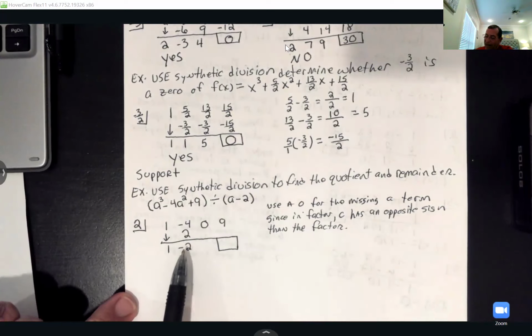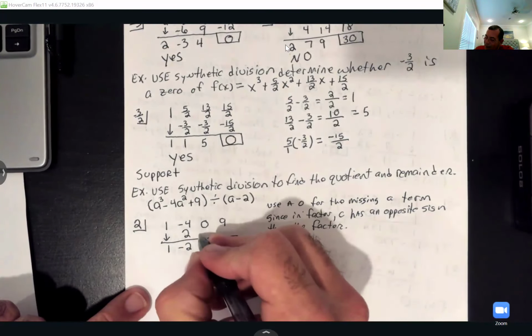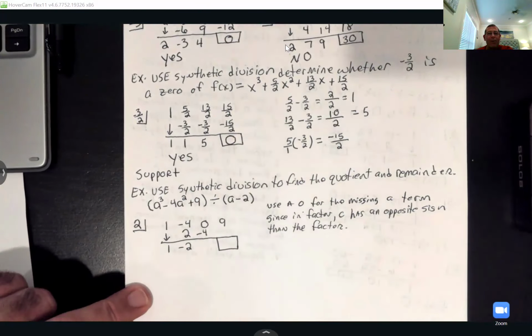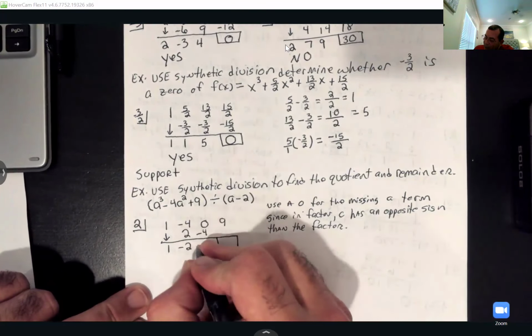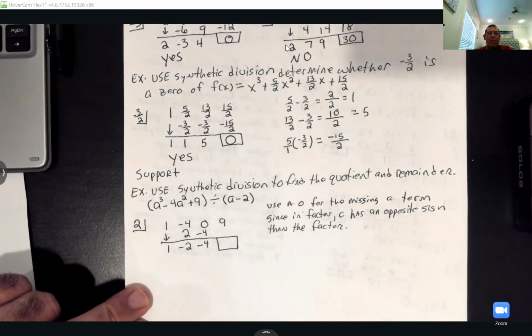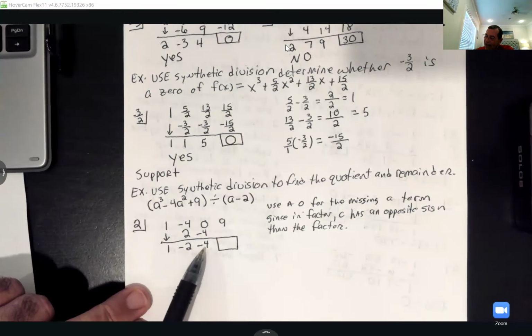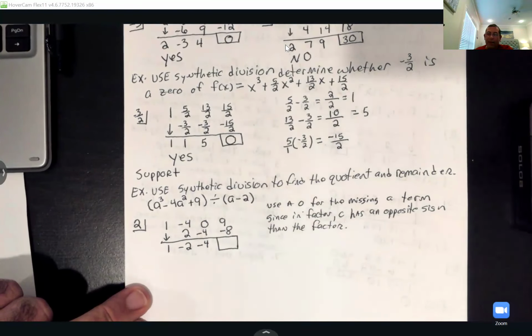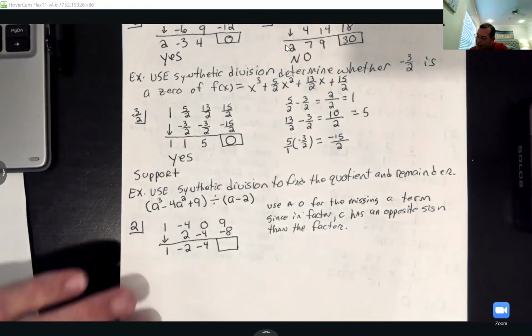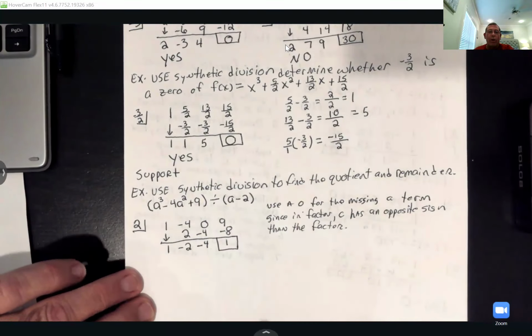All right, and then keep going, right? -2 times 2, -4. 0 and -4 give me -4. And y'all finally, that -4 times 2 is -8. So it looks like my remainder is going to be a 1.